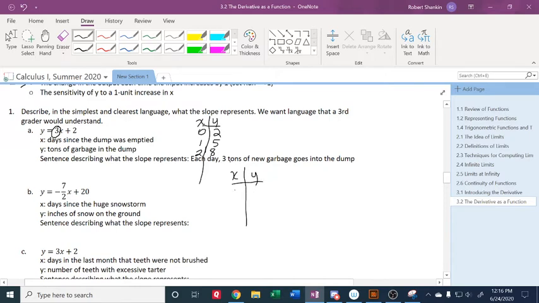When x is 0, we get 20. So Daniela, what does 0, 20 represent? Wouldn't that be the amount of inches of snow you originally start with? That's right. That huge snowstorm must have dumped 20 inches of snow. Okay, and on day 0 there was 20 inches. So then if we go to day 1, now let's look at this. Negative 7 halves is the same as negative 3.5. So negative 3.5 plus 20 would be 16.5.